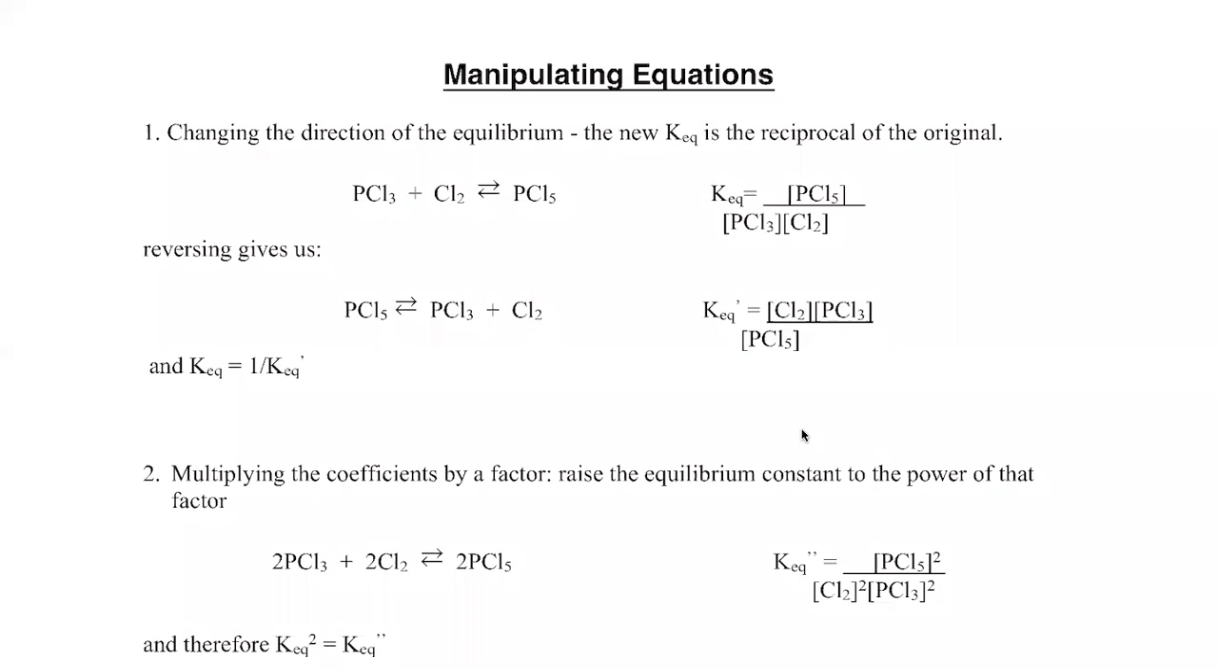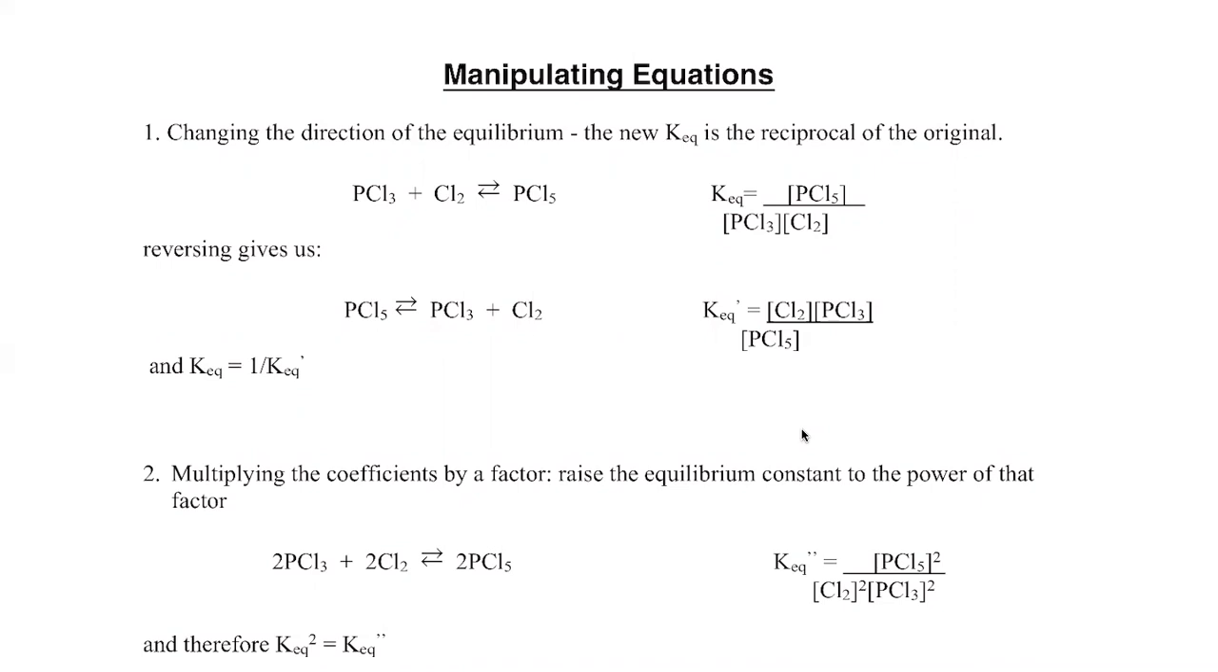In this video recording, we're going to be looking at equilibrium lesson number 4, which is all about manipulating equations. Now, when we say manipulating equations, this is going to refer to a few different things that we can do to change an equation and how that's going to affect the way that we calculate the equilibrium constant KEQ. So there's three different ways we're going to manipulate our equation.